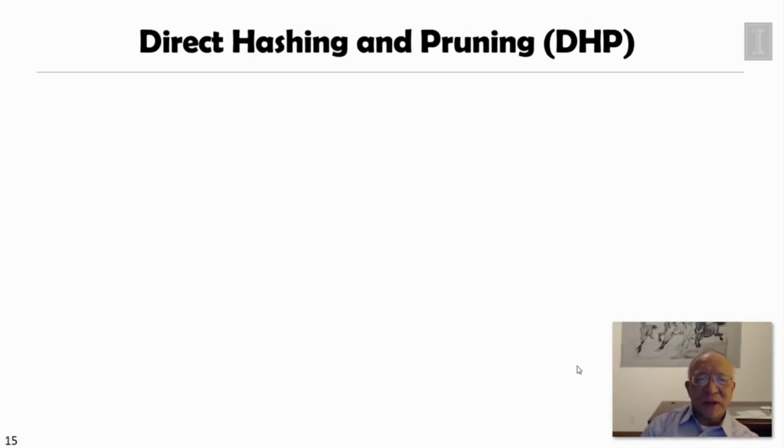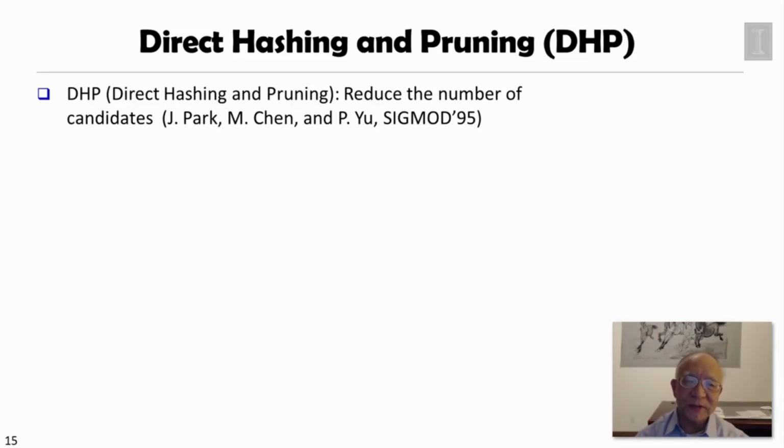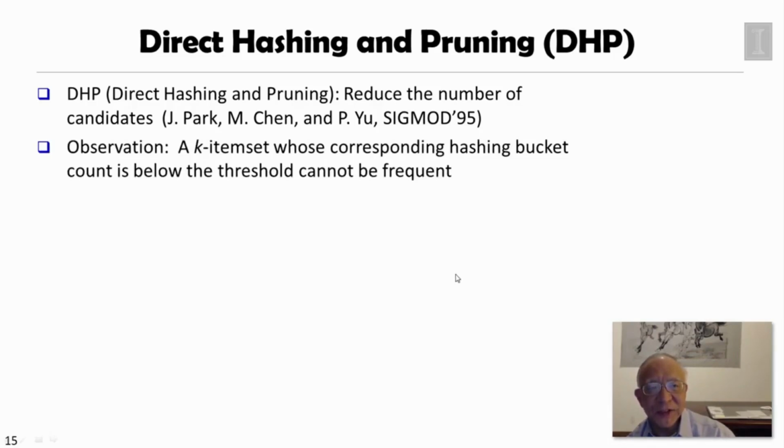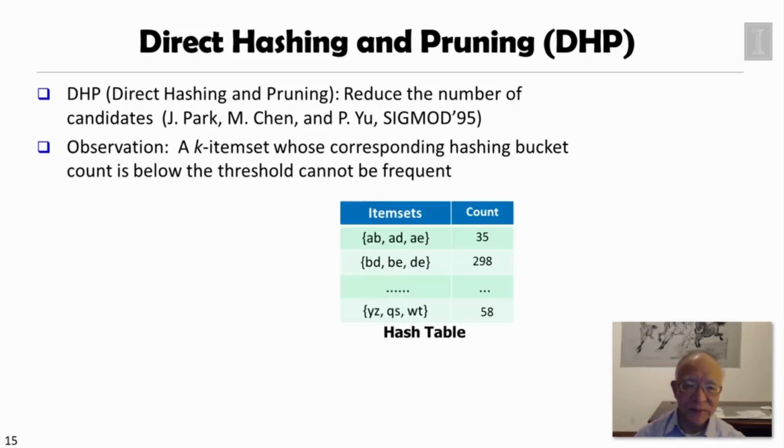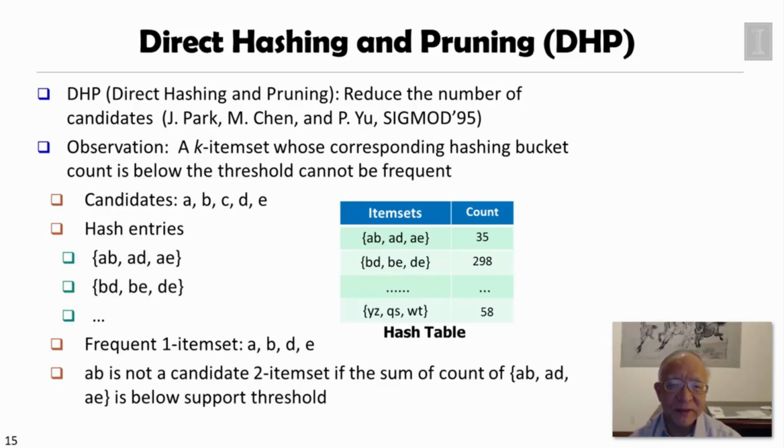Another method I'm going to introduce is called direct hashing and pruning. This method tries to reduce the number of candidate sets based on hashing and pruning techniques. The general philosophy is like this. The observation is, if a k-item set is frequent, then the hash bucket it falls in, which contains several potential item sets, must be frequent. So if the hash count is not frequent, then none of them can be frequent.